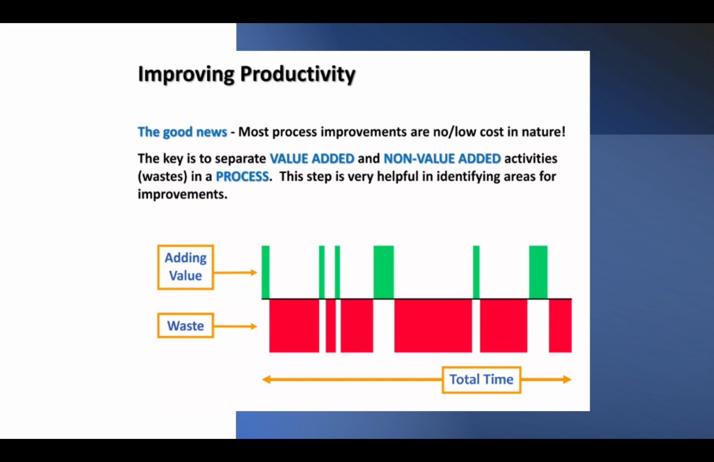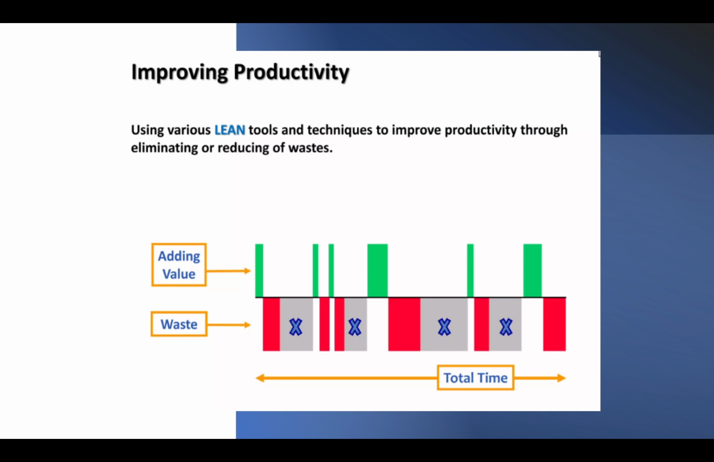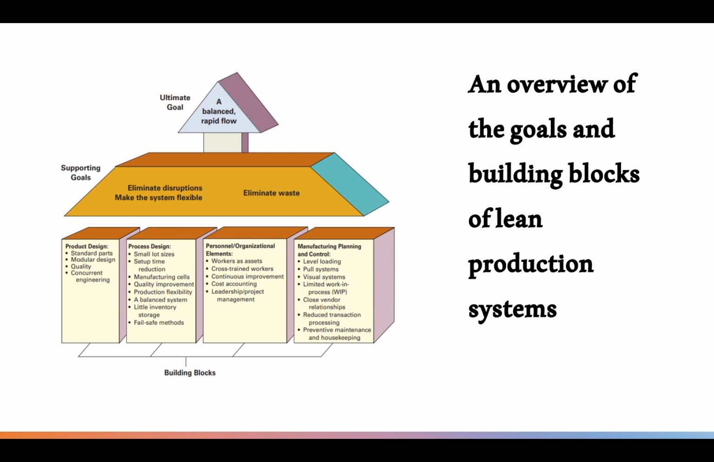So we have to separate value added activities and non-value added activities in a process. This helps us identify the areas where we have to do the improvement. Here you can identify that this red region is a non-value added activity, or a waste, and we have to eliminate this waste and see the total time required. If we can eliminate all these red sources of wastage, it is going to be beneficial. And we use various lean tools and techniques to improve productivity by eliminating or reducing the wastage.